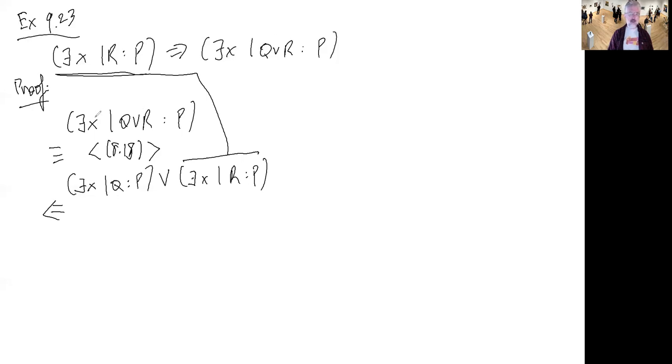So it needs to be that this follows from, and then we'll have 3.76A, which says thing or thing follows from either one of the things. So we'll do that follows from exists x R P, and we're done.